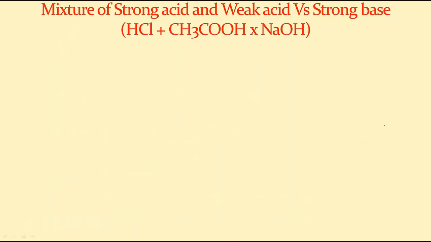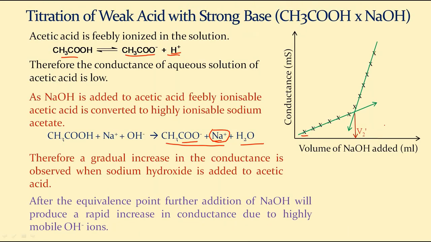This is the principle involved behind titration of weak acid with strong base, that is acetic acid titration with sodium hydroxide. And the procedure is the same in three parts. Part A, we prepare the standard oxalic acid solution. Part B, standardization of sodium hydroxide solution, and part C, we estimate the acetic acid by using the conductivity meter.